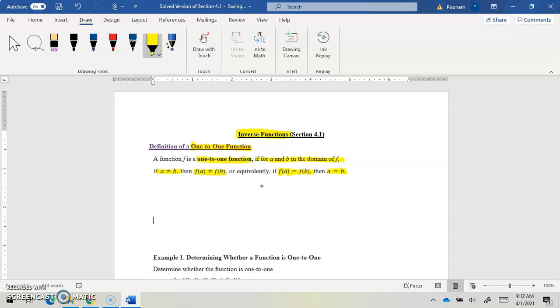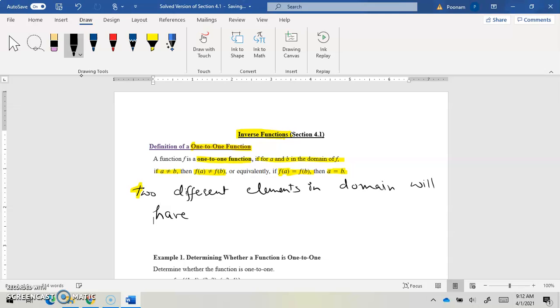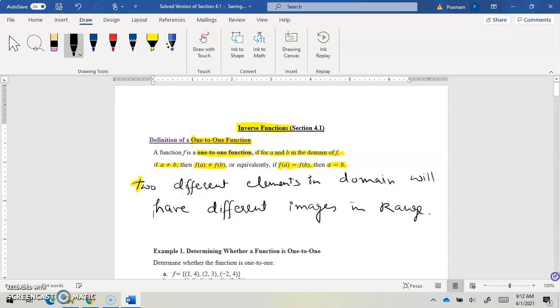So basically what we are saying in the simplest language, two different elements in the domain will have different images in the range. Okay, let's see an example.